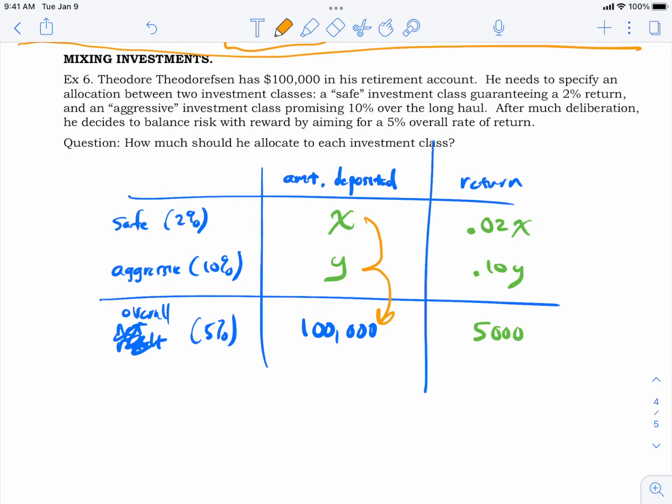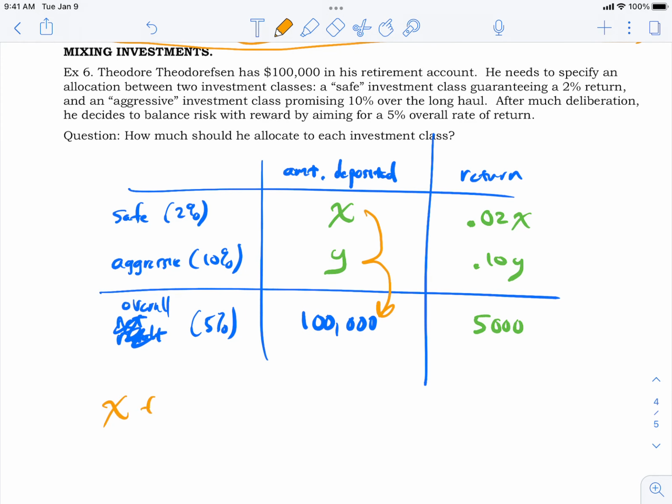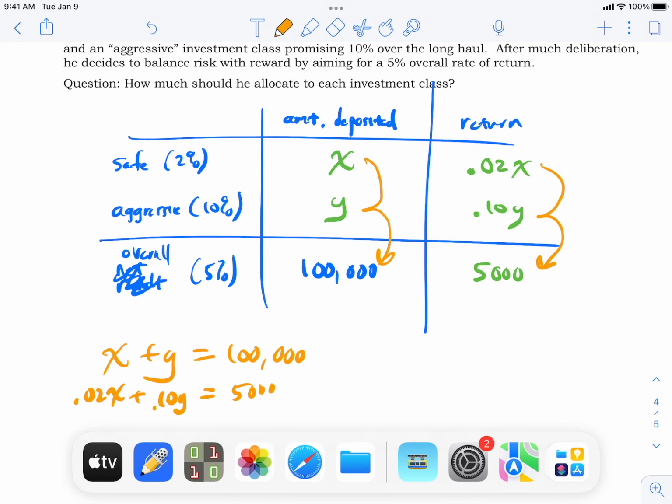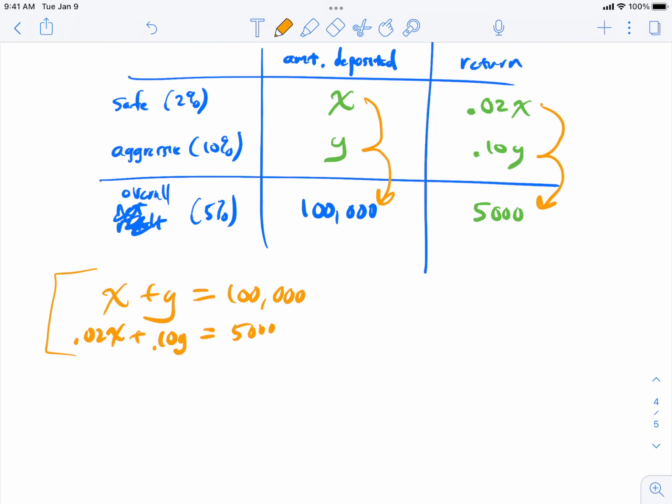Coming down this column, you know that if you deposit x here and y there and it's $100,000 total, then it must be x plus y is 100,000. And then here's the money that you're getting paid. So if you get paid 0.02x from the first account and 0.10y from the second account, and the total is 5,000, then those two things must add up like that. There's our 2x2 system of equations. And again, I'm going to ask you to solve that as an exercise, because I hope I already solved this.